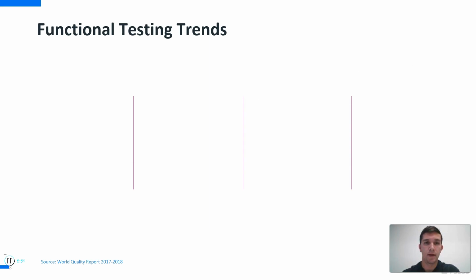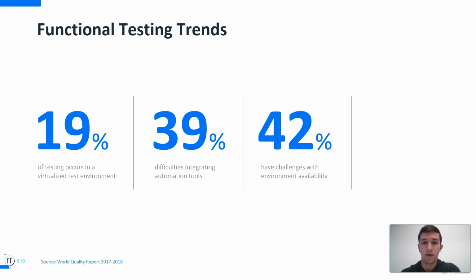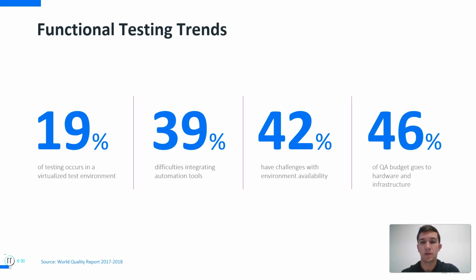And the trends that come out of this, and this is coming from the World Quality Report from 2017-18, is that we see 19% of tests are occurring in virtualized test environments. 39% see difficulties in integrating their automation tools, and 42% have challenges with their environment availability. So this, of course, can impact our test execution results and the time that we have within our test cycle. And then 46% of the QA budget goes directly to hardware and infrastructure.